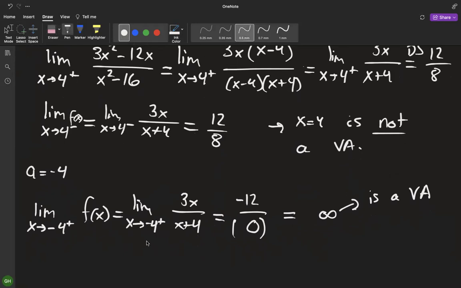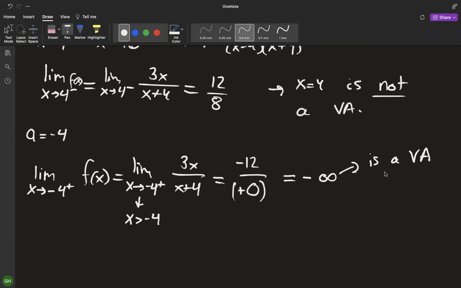experience, let's do that. So x is -4 from the right, meaning x is bigger than -4, which means it's a less negative number than 4. So if I add 4 to it, I'm positive. So x plus 4 is slightly positive. And since it's a positive and a negative, that gives me negative. But again, when finding the vertical asymptote, I really don't care about the sign of infinity. I just care, do I get infinity? So my final answer is x equals -4 is a vertical asymptote.